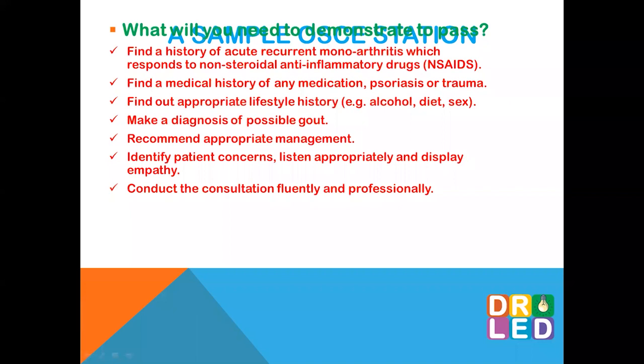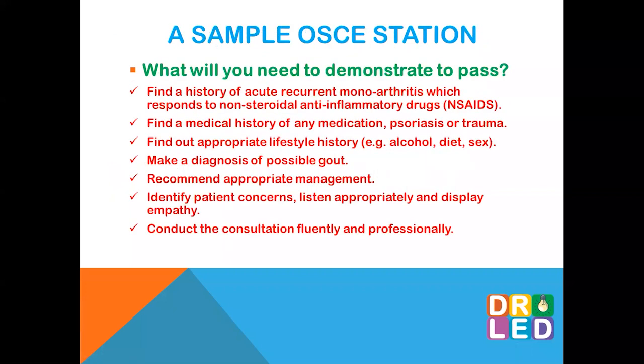What will you need to demonstrate to pass? You need to find a history of acute recurrent monoarthritis. We are talking about the sample OSCE question we have mentioned earlier. You can find a history of acute recurrent monoarthritis which responds to non-steroidal anti-inflammatory drugs. This is what you need to demonstrate, the first thing to pass this station.